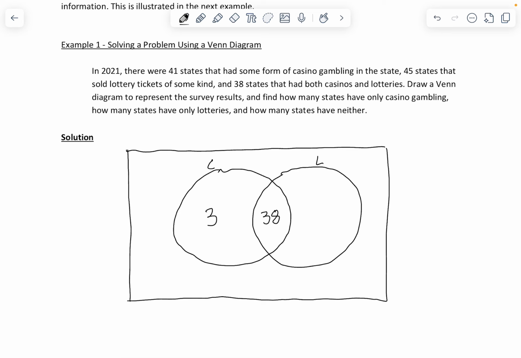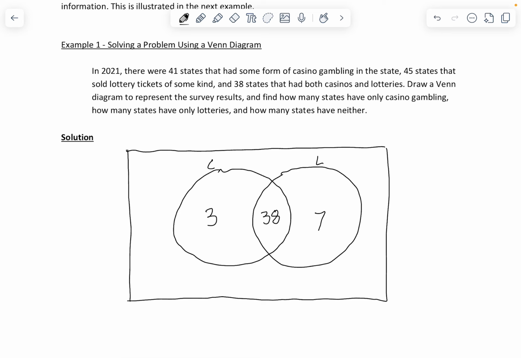All right. Then it says that 45 states sold lottery tickets of some kind. Now, of those 45 states, we've already accounted for 38 of them, right? Because 38 of them also have casino gambling. So that leaves only 7 over here, right? Notice that inside the circle labeled L, the total is 45. 38 that have lotteries and casino gambling, and then an additional 7 that have only lotteries.